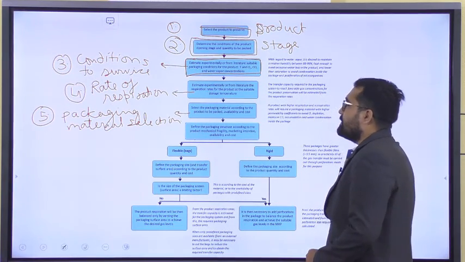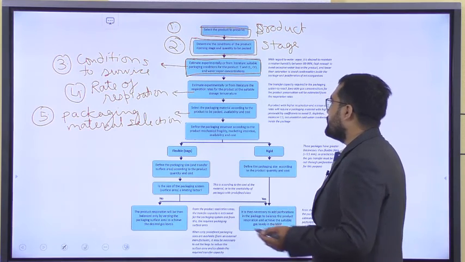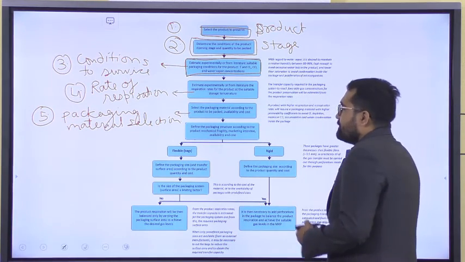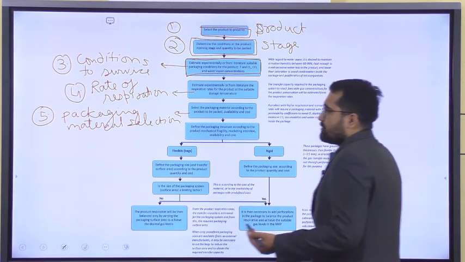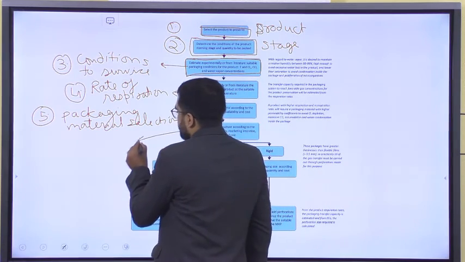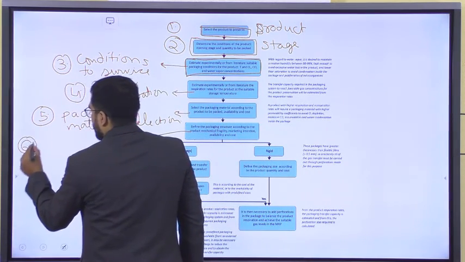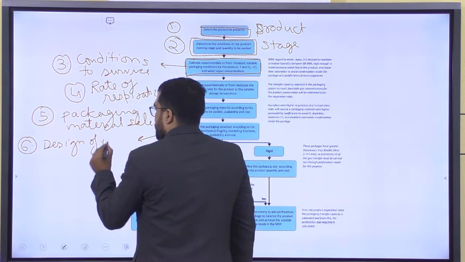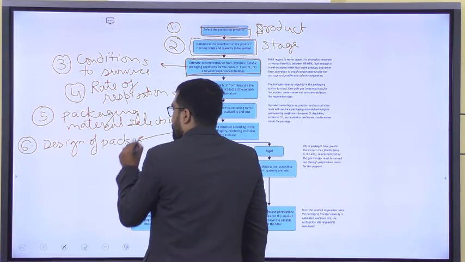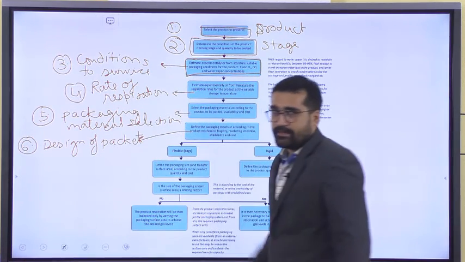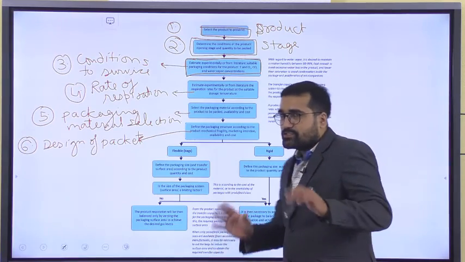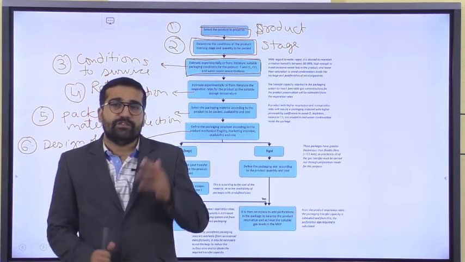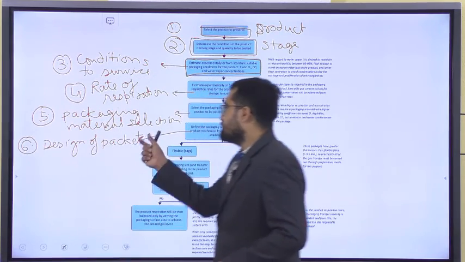After that, define the packaging structure. The next step is to define the packaging structure according to the product mechanism, fragility, marketing intention, availability and cost. So the next one is the designing of the package. Here we design the packet: what should be the structure of the packet, how the packet will look, what is the purpose of packaging. Depending upon that, we will decide the packet.